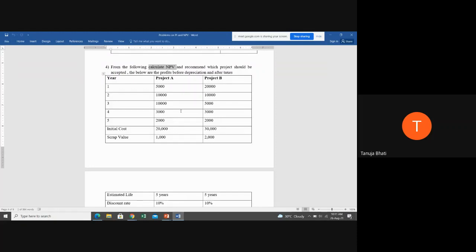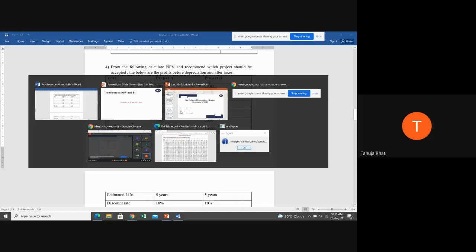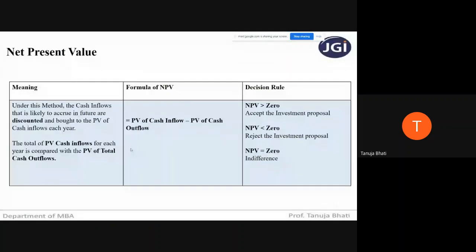It's PV of your cash inflow minus PV of your cash outflow. We have revised, right, students? See here, the formula of NPV is PV of cash inflows minus PV of cash outflows. So first we need to calculate the present value of cash inflows.